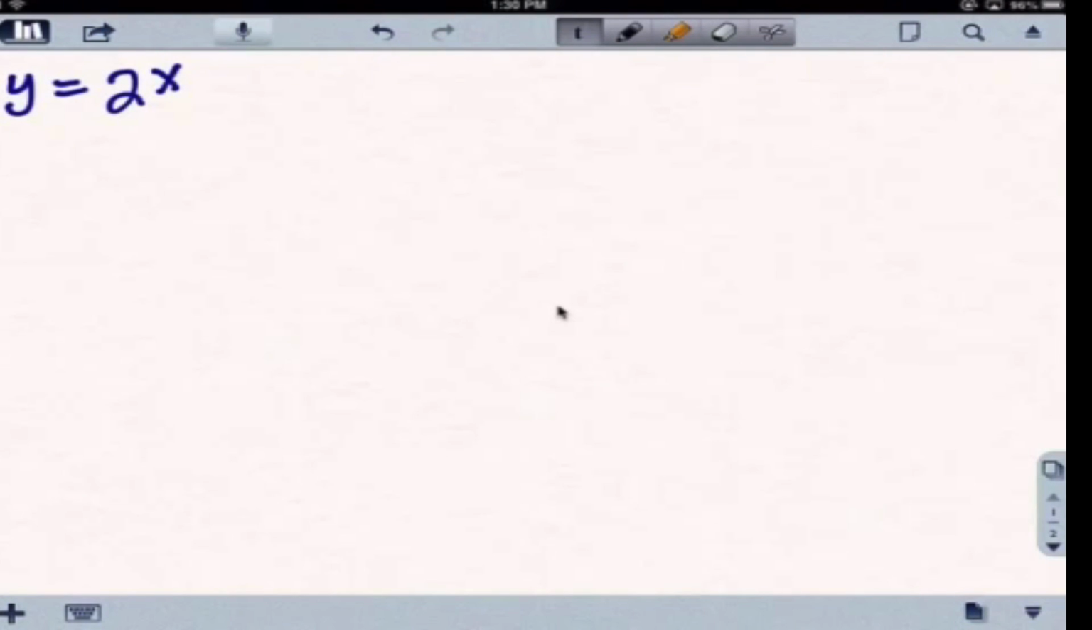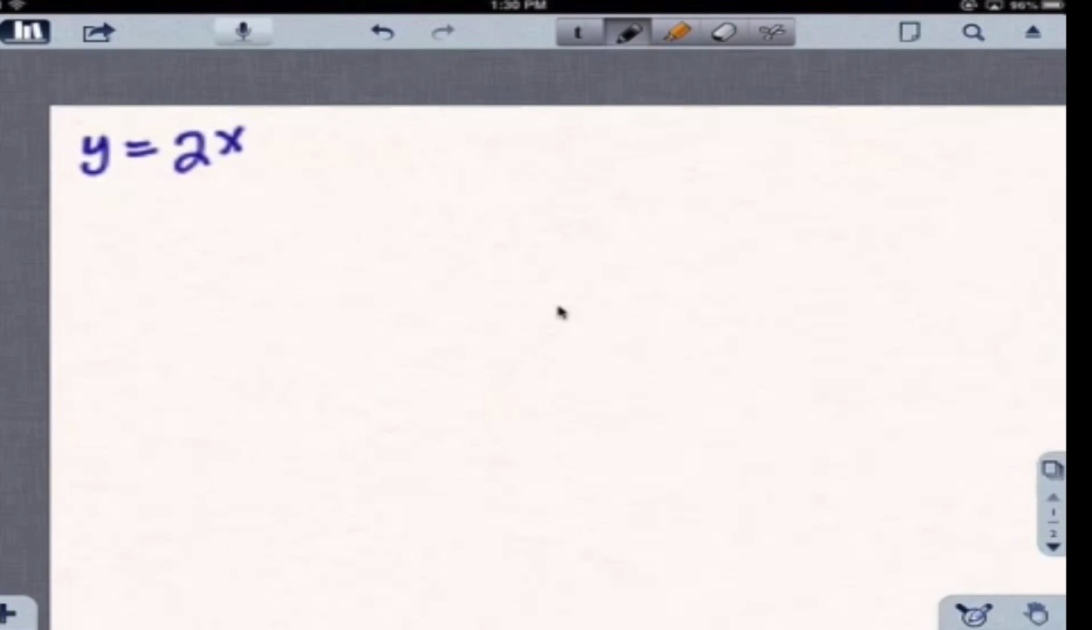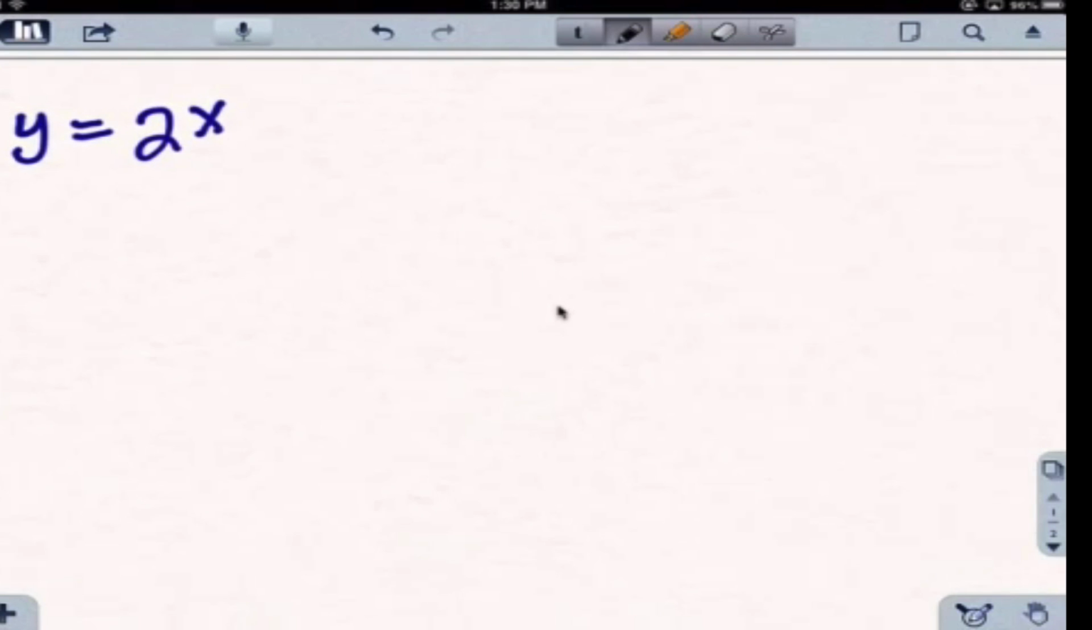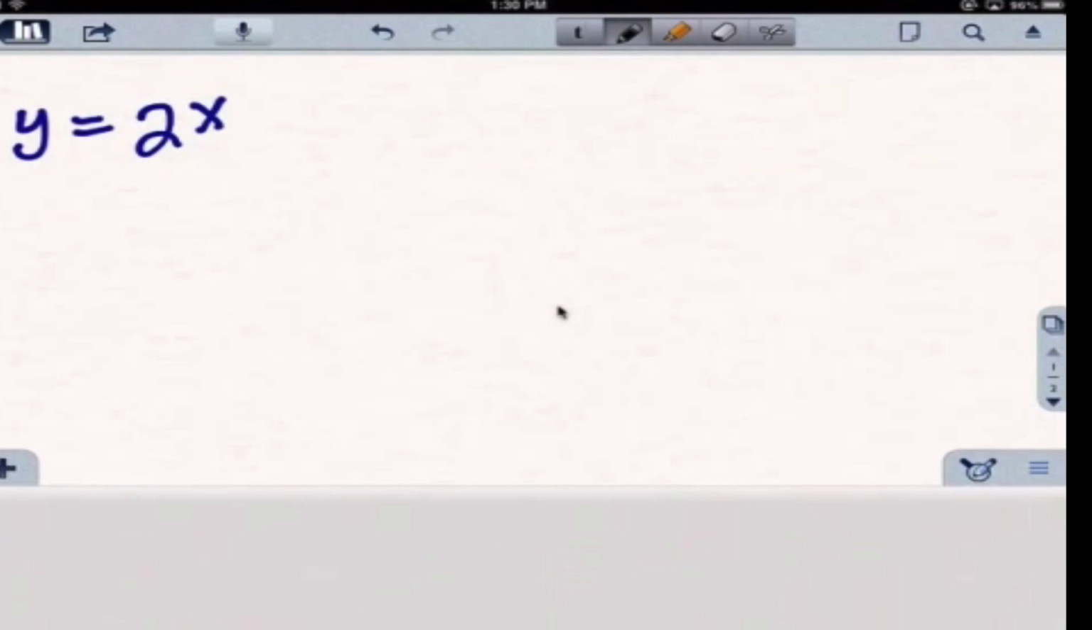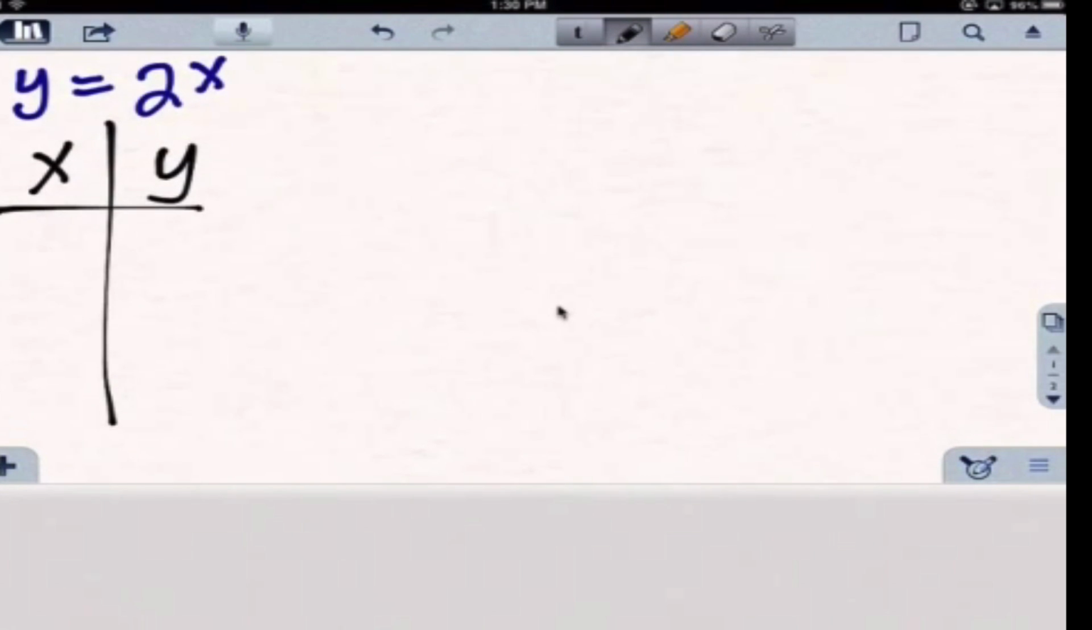So the first thing I wanted to talk about was graphing, because the first portion of the test has 4 problems where you need to graph. The very first question will be something pretty basic like this, y equals 2 to the x. On the test, it'll have an xy chart that you can fill out if you want. It's really just to help you out. I'm not grading it or anything.